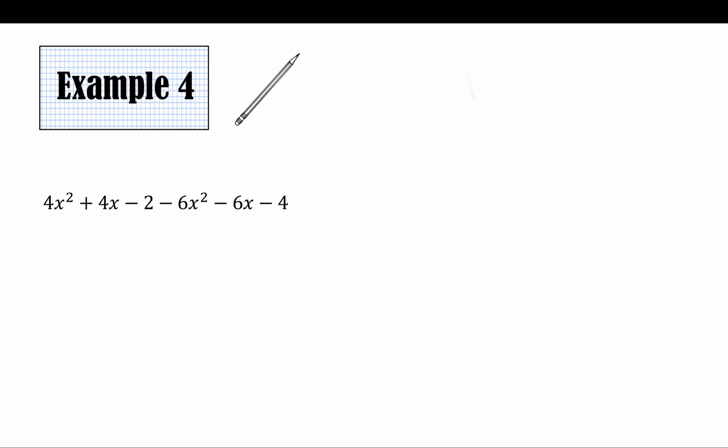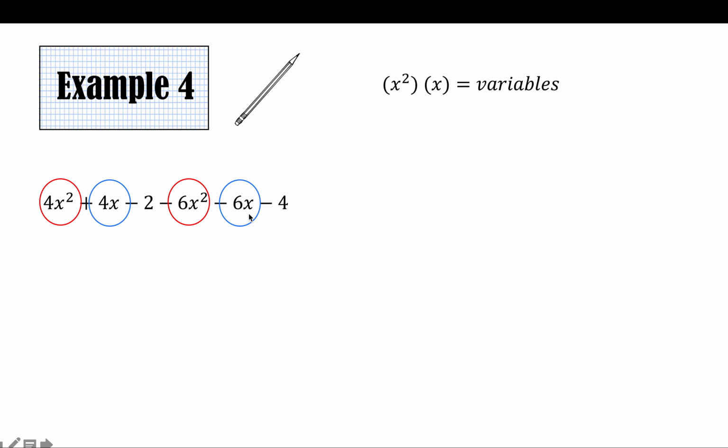Now for the fourth example, we are looking at the following equation. This equation has the variables x squared and x, and the like terms 4x squared minus 6x squared, because these two terms share the variable x squared. We also have 4x minus 6x and negative 2 minus 4. So now we solve for the like terms. First, the like terms in red.